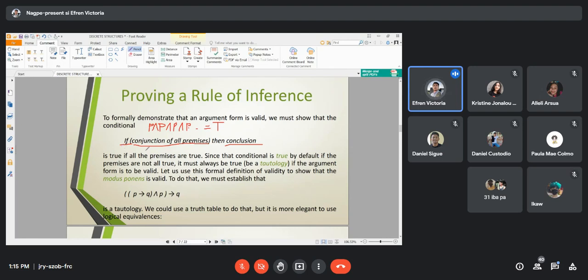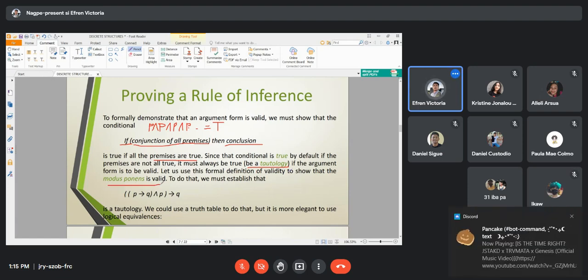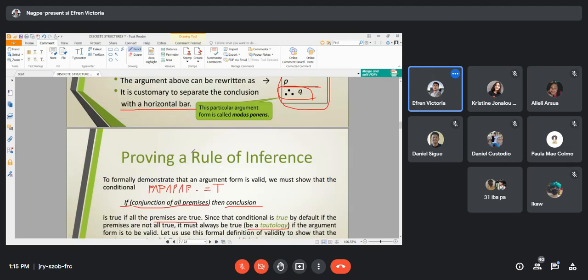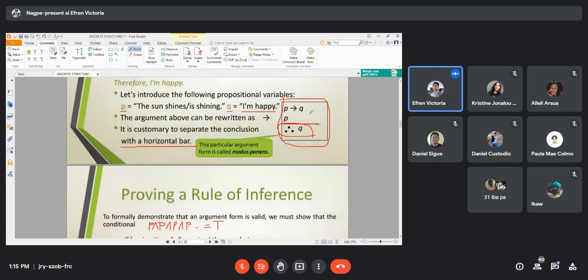So ito yung ano natin. If conjunction of all premises, then conclusion, is true if all the premises are true. Since the conditional is true by default if the premises are not all true, it must always be true, a tautology, if the argument form is to be valid. Let us use this formal definition of validity to show that the modus ponens is valid. To do that, we must establish that, ito yun. So, saan natin nakuha yan? Ito rin yan. Yung form ng modus ponens.